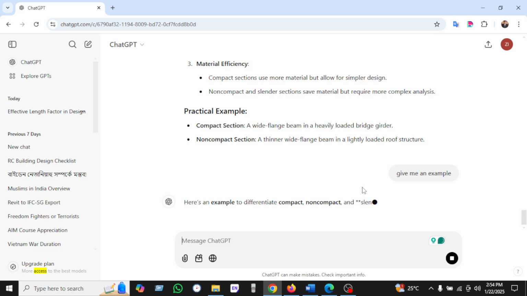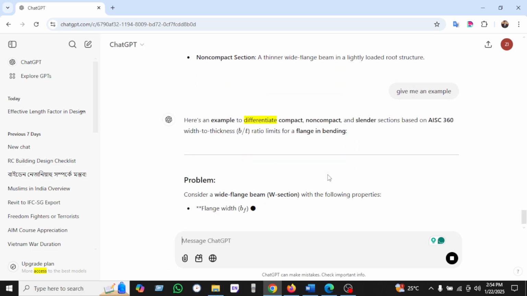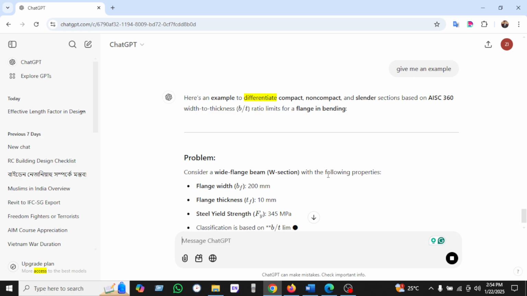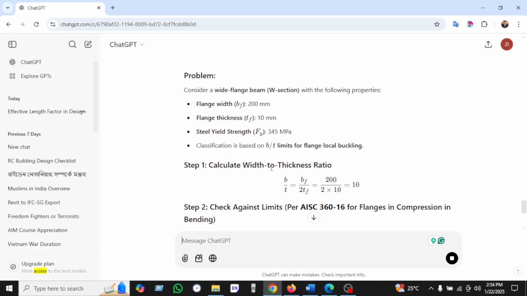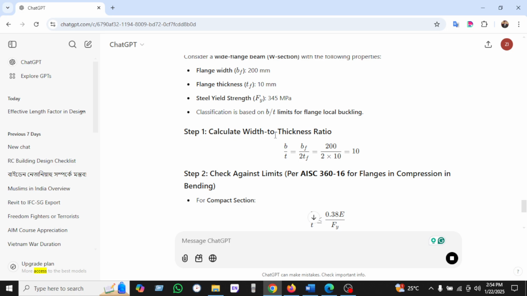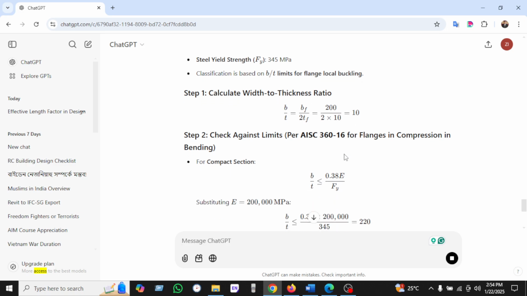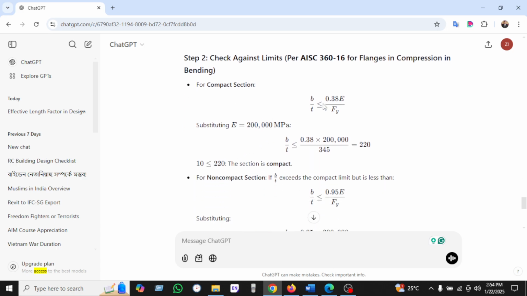Okay, so let's see if you have any compact and non-compact example. As an example, consider the flange of a wide flange beam, a W section, with the following properties given here. Calculating the width to thickness ratio, we have 10, and if we check as per AISC 360-16 for flange compression in bending, we have seen a compact section.